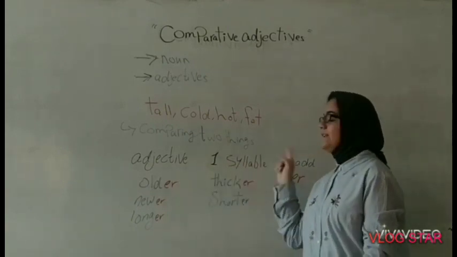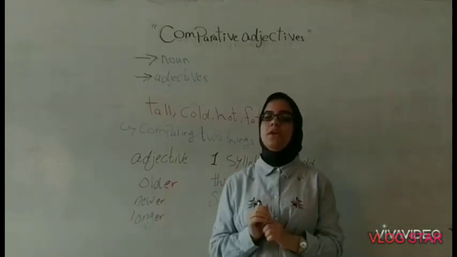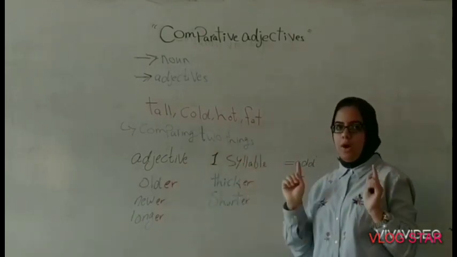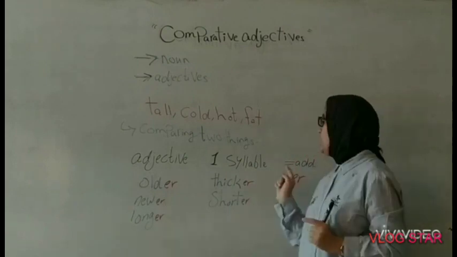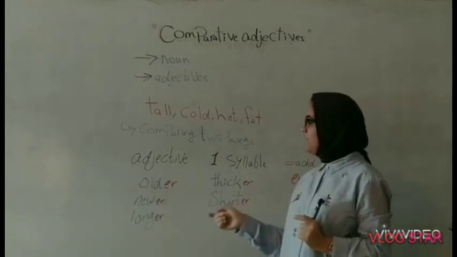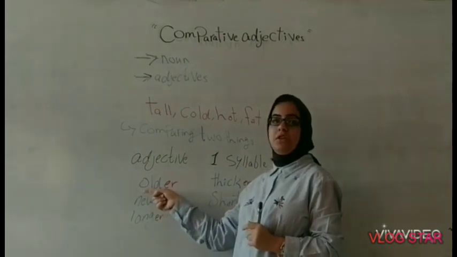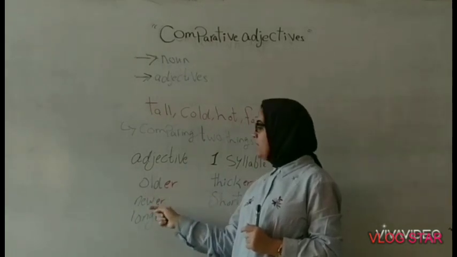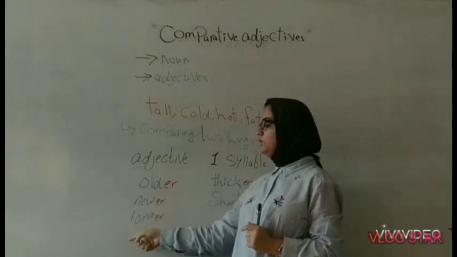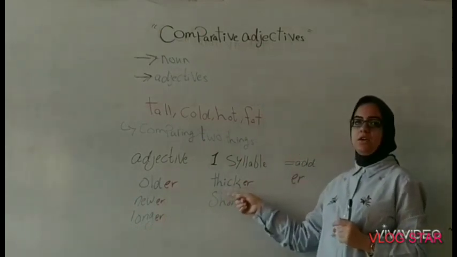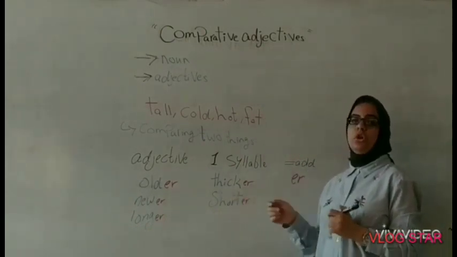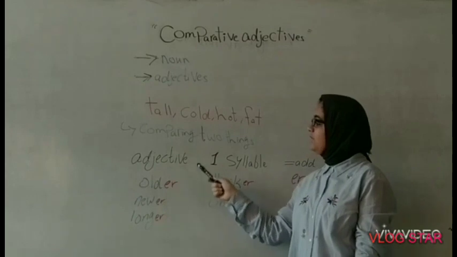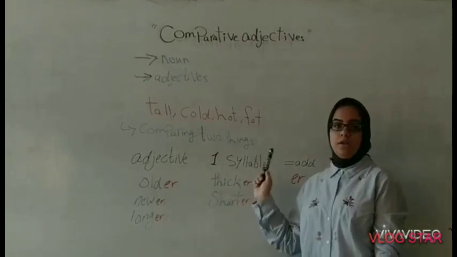When the adjective is one syllable, which means it's a short adjective, we add ER. For example, we have old, the adjective old, we add ER, so it's older. New, newer. Long, longer. Thick, thicker. Short, shorter. So why here do I add the ER? I added only ER because these adjectives are only one syllable.